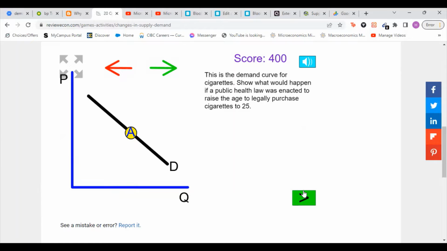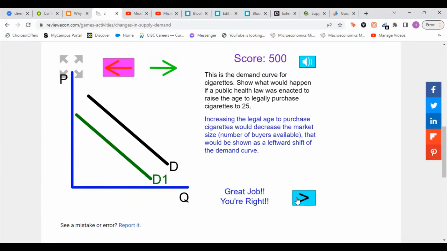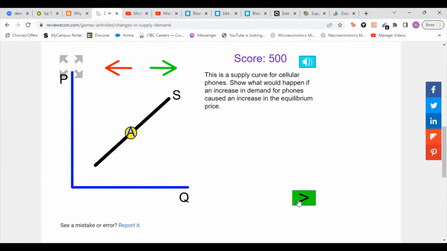And then this is demand curve for cigarettes. So what would happen if a public health law was enacted to raise the age to legally purchase cigarettes to 25? What would happen? So demand curve will shift to the left. There'd be a less market size. It's great because there's less people buying because they're not old enough.